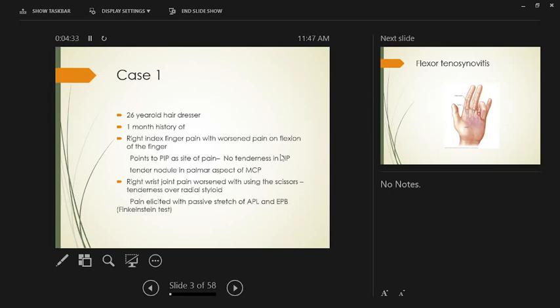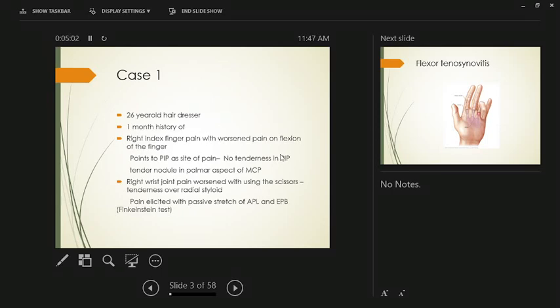So the first case is a 26-year-old hairdresser who presents with a one month history of right index finger pain, with worsened pain on flexion of the finger. So she points to the proximal interphalangeal joint as the site of pain. But then we must feel the joint to see if the pain is actually coming from the joint. So how do we feel for the proximal interphalangeal joint?